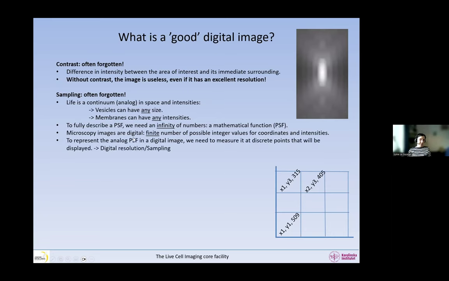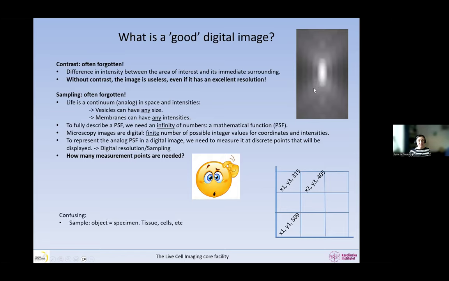So to represent the analog point spread function in a digital image, we need to measure the point spread function at discrete points. So it means specific points that will be displayed. And this gives the concept of digital resolution or sampling. And that's what we're going to talk about. So how many measurement points do we need to measure in this point spread function to actually be able to display it in the image in a digital way? So let's have a look.